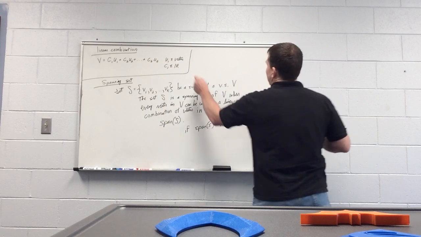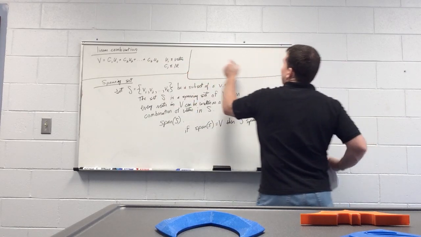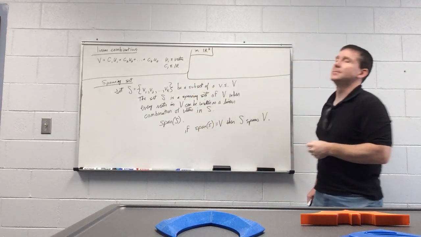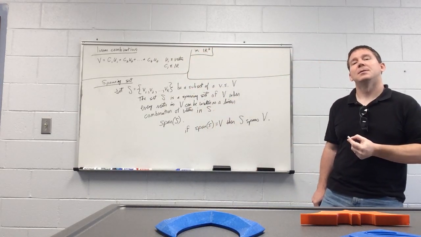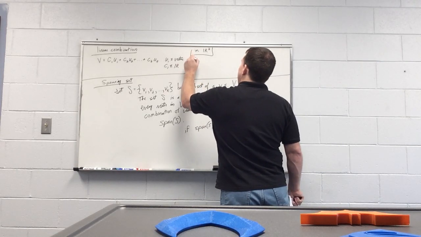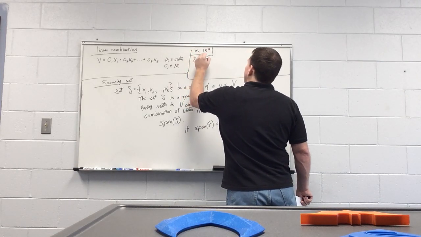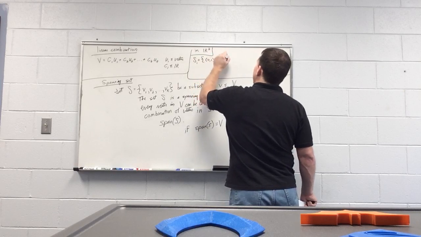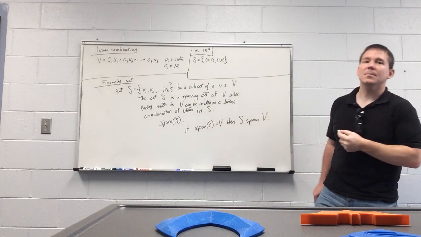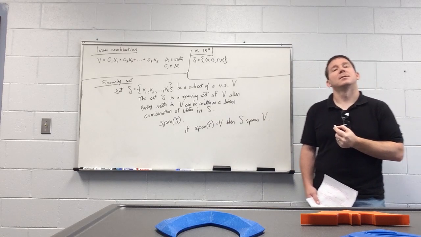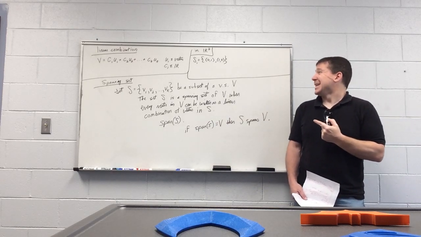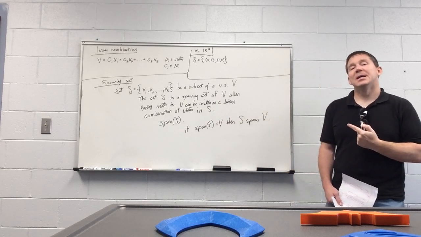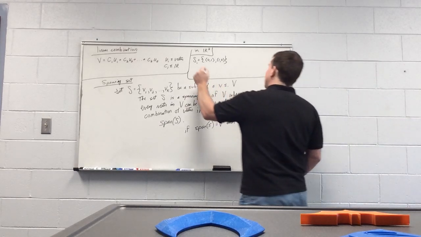So really quickly, just a couple of examples. Here we'll stick in R2 for both of these. My first set, S sub 1, will be the set of vectors (0, 1) and (1, 0). And the question is, if I have that set S sub 1, what is the span of S sub 1?